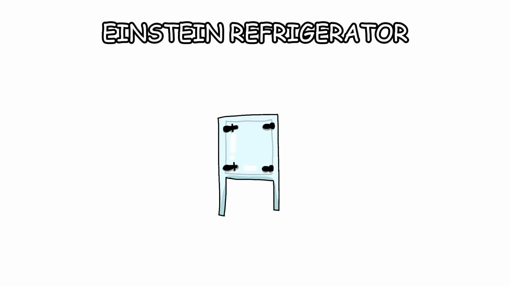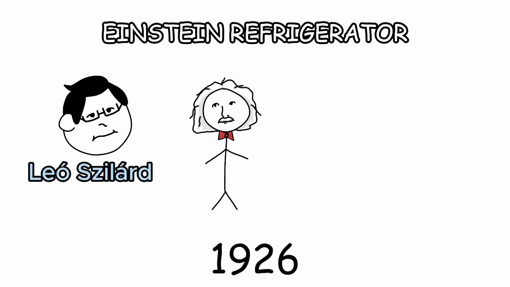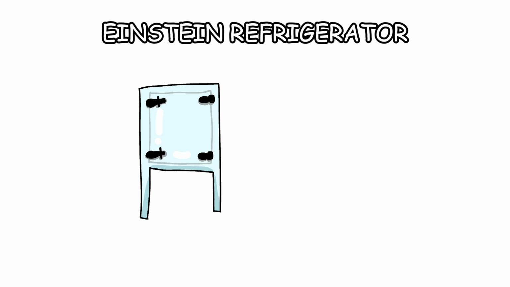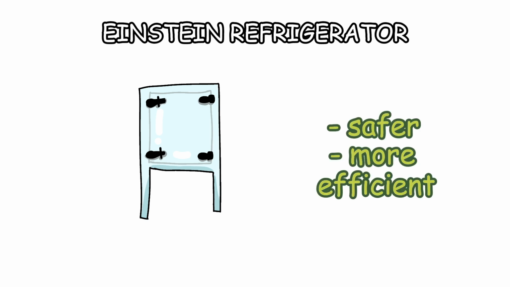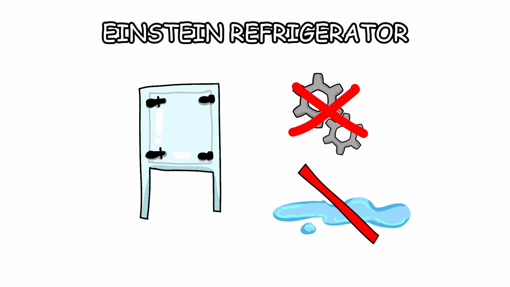Einstein refrigerator. In 1926, Einstein and his former student Leo Szilard patented the Einstein refrigerator, which operates on the principle of absorption refrigeration. It was designed to be safer and more efficient than conventional refrigerators of the time, using a closed-cycle absorption system that required no moving parts and thus had minimal risk of leaks or mechanical failure.